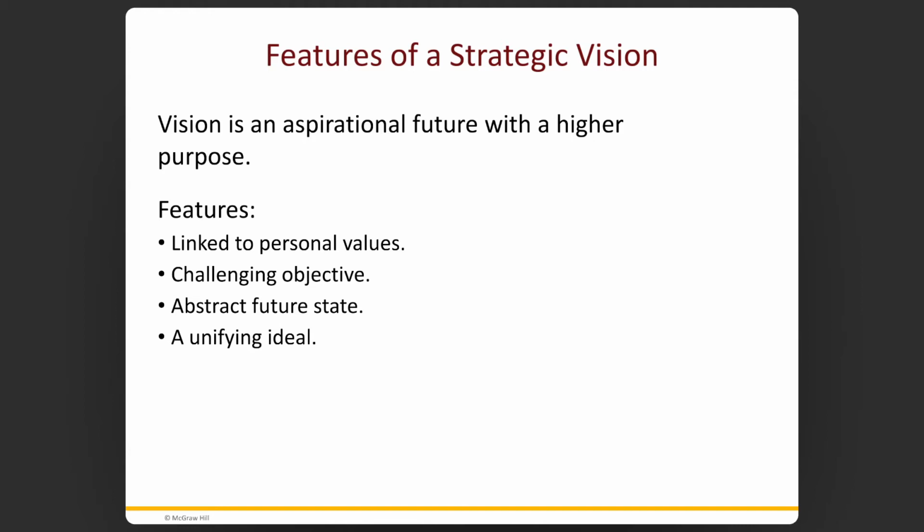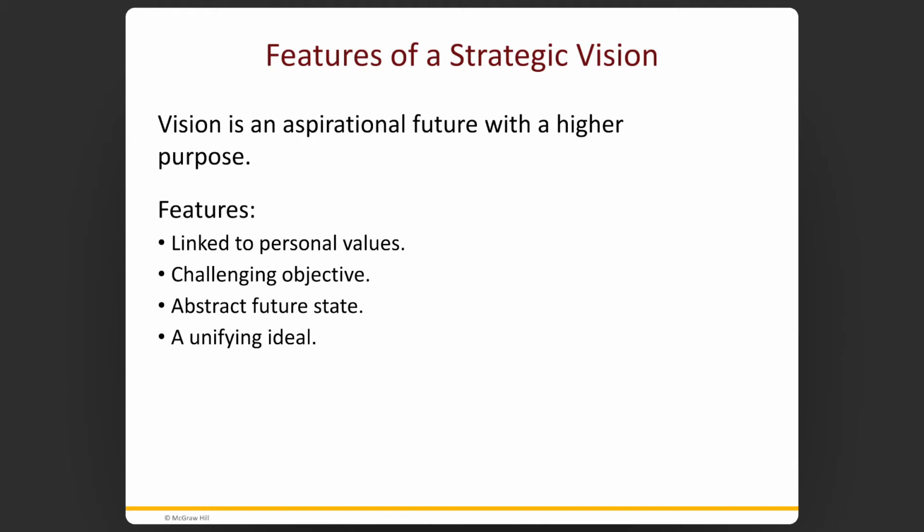The features of an effective vision are, number one, you're able to link to personal values, fulfills the needs of multiple stakeholders, and you're able to even motivate your employees. Now, it has challenging objectives, requires substantial change, for example, new work practices or beliefs. So again, the features of strategic visioning is to be challenging and have challenging objectives.